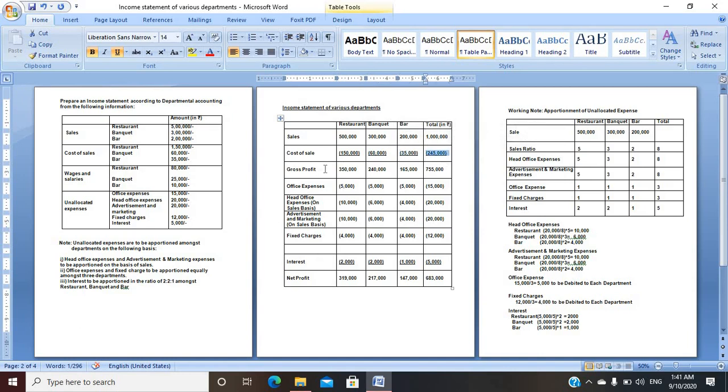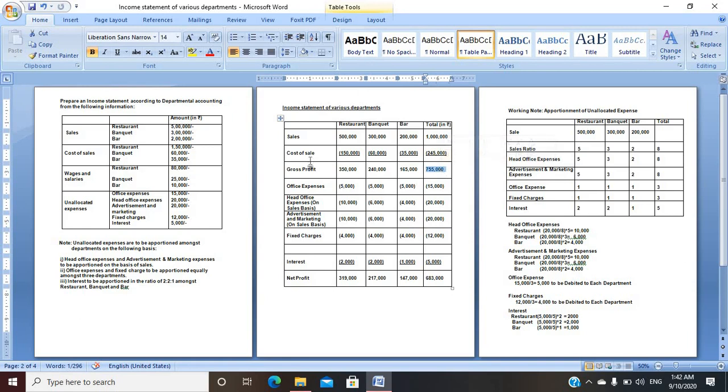So how do you calculate the gross profit? Sales minus cost of sales, right? So sales minus cost of sales will be 5 lakh minus 1,50,000 gives me the figure 3,50,000, right? Same goes to banquet, 3 lakh minus 60,000 gives me the figure 2,40,000. Same goes to bar, 2 lakh minus 35,000 gives me the figure 1,65,000. If I calculate all, 3,50,000 plus 2,40,000 plus 1,65,000 gives me the figure 7,55,000. So that way we calculate the gross profit.